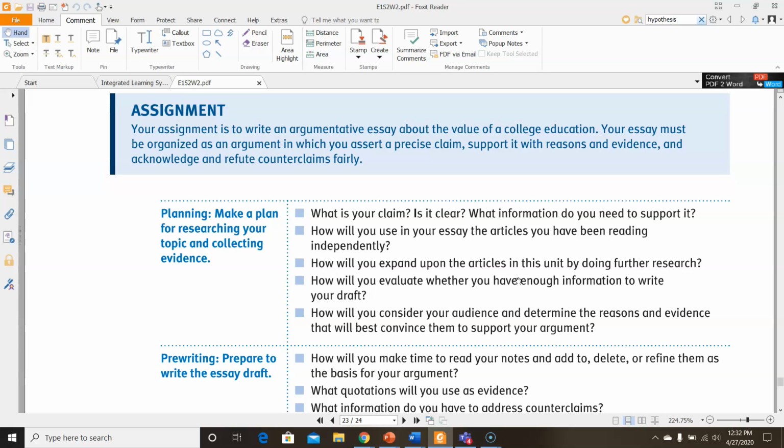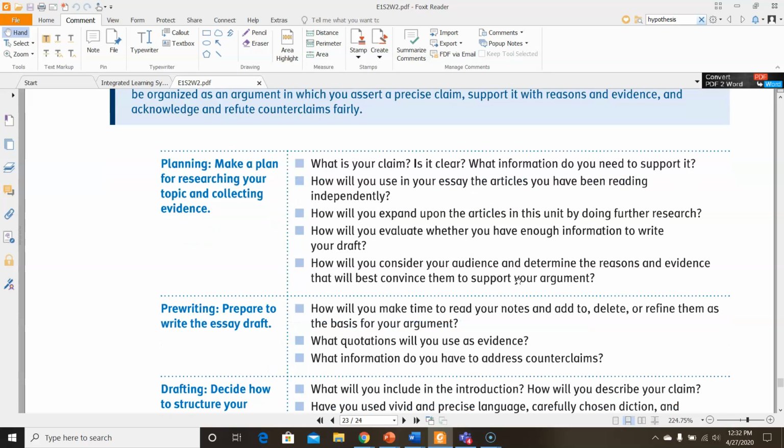How will you evaluate whether you have enough information to write your draft? That's going to be how you decide, once you've had enough information, okay, I have enough, I could start. And then finally, how will you consider your audience and determine the reasons and evidence that will best convince them to support your argument? So think about who you're writing to and what evidence and information you could use to strengthen your writing for that audience.